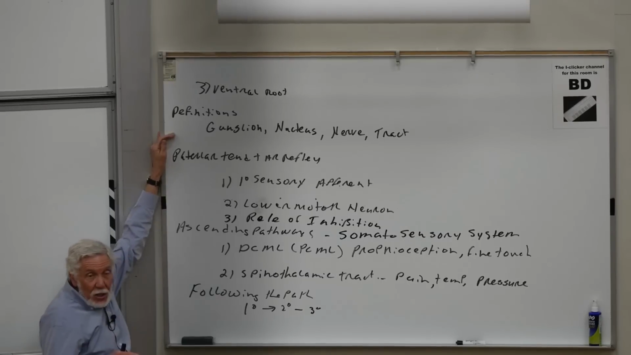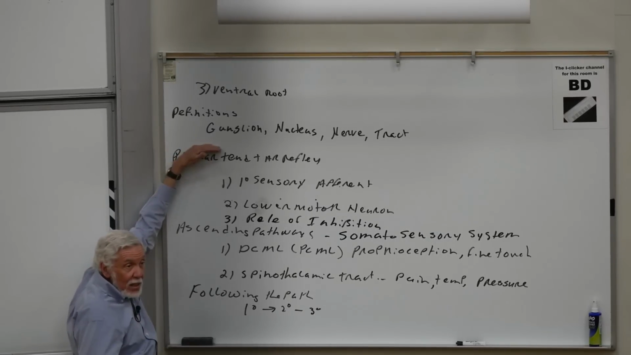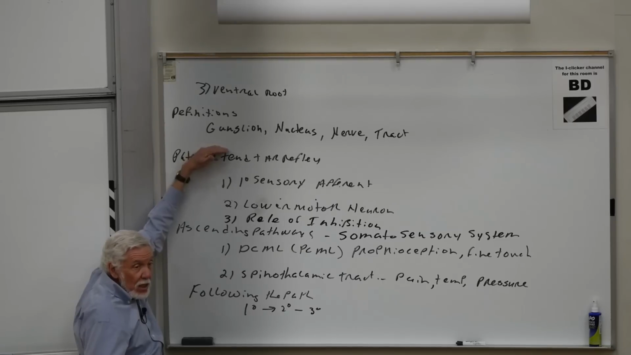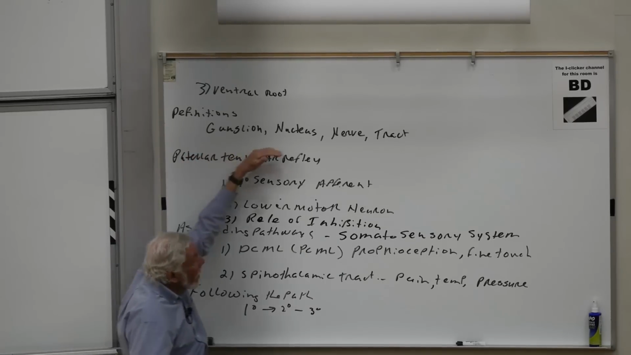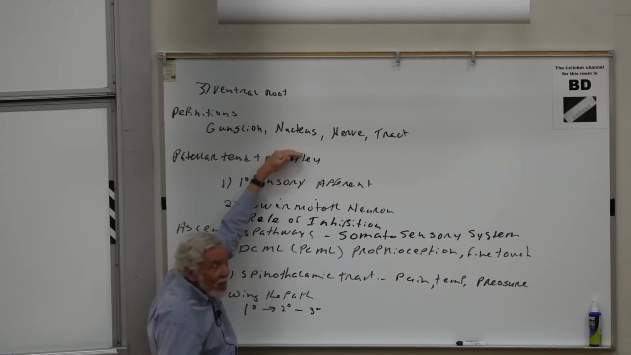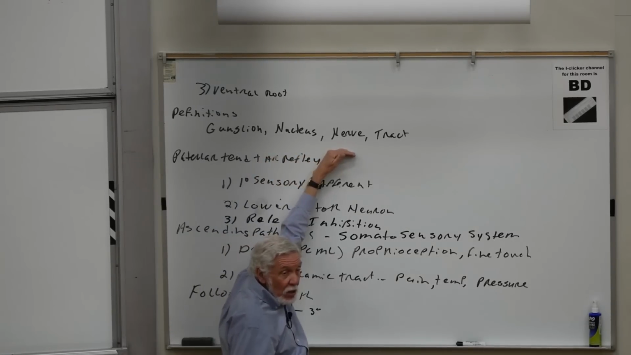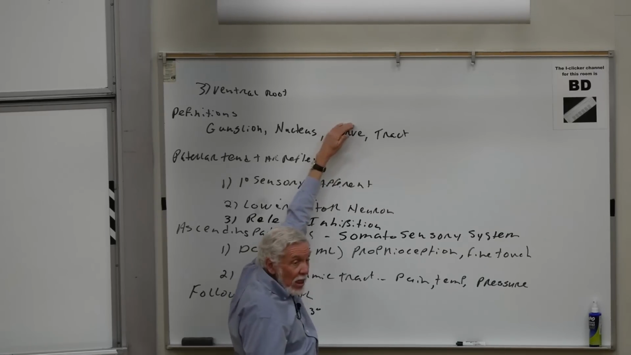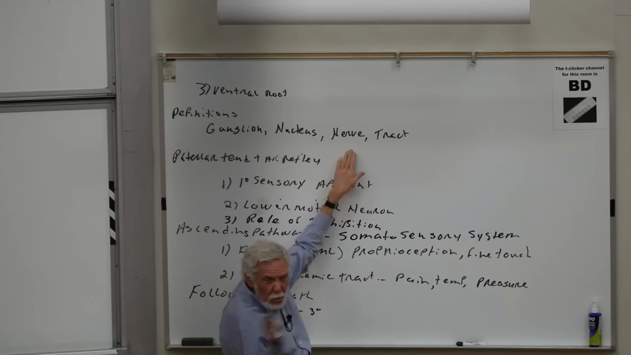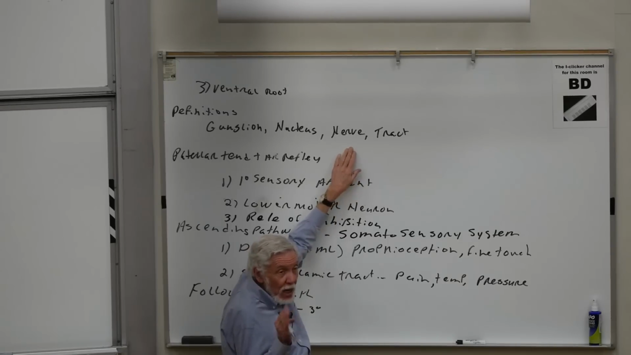Then there's some definitions we'll need to repeat as we work our way through this. And again, a ganglion is a collection of neuronal cell bodies in the peripheral nervous system. A nucleus is a collection of neuronal cell bodies in the central nervous system. A nerve is a bundle of conductile processes in the peripheral nervous system. We use this term nerve all the time, and it has a particular meaning when we talk about neurobiology.